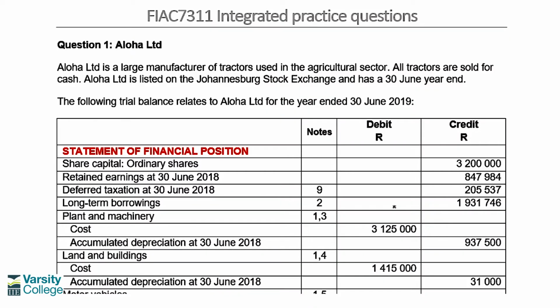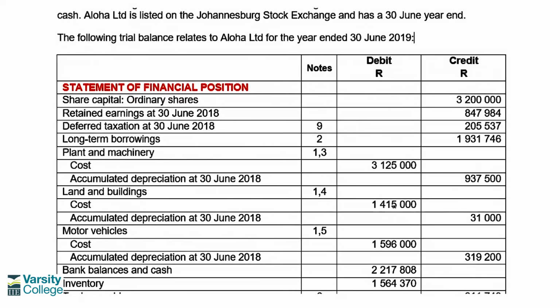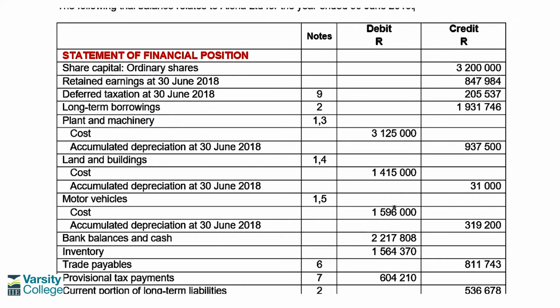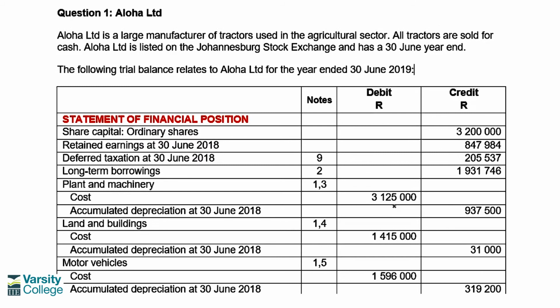Right, let's go back to the trial balance. You're given a trial balance, and it's a very easily presented question. The trial balance is provisional, and you can pick that up very easily from dates that are given in the question. So if we look at the background to the question, Aloha is a large manufacturer. Pay attention to the fact that they're a manufacturer, because if you're doing tax, that's got a big impact. They make tractors used in the agricultural sector. They're sold for cash. They're listed on the JSE, and they have a 30 June year end.